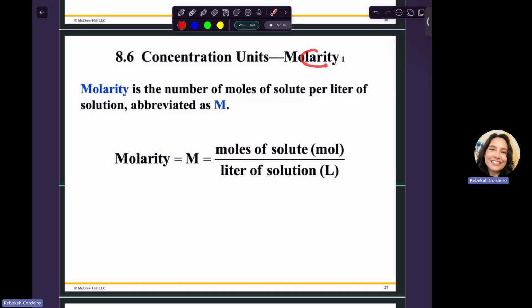Molarity is moles per liter. Here, it's not a percent.